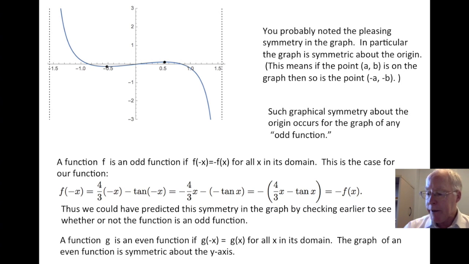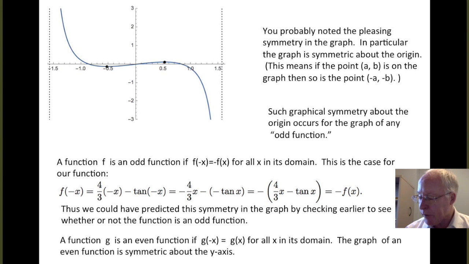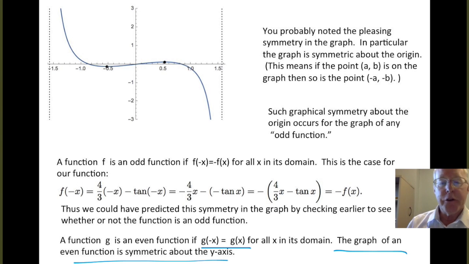And there are also even functions. A function g is even if g of x is equal to g of minus x for all x in the domain. And for graphs of functions like this, those graphs are symmetric about the y-axis. So it might be a good idea to keep these symmetry ideas in mind too, because again, if you know symmetry, they can really add to the ease with which you might produce a graph.